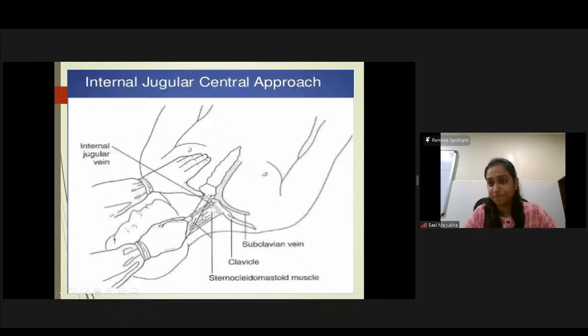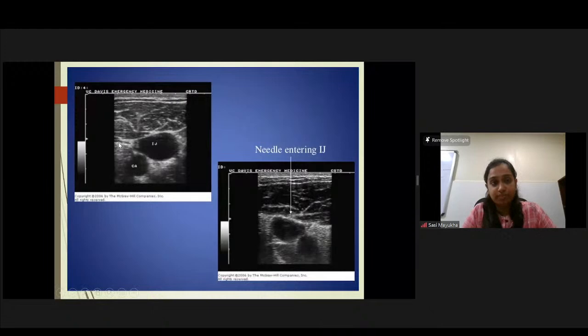This is an ultrasound image of the internal jugular vein. Here you can see this is the internal jugular vein. This is a carotid artery. How do we differentiate between these? Either using a color Doppler or you can do a compressibility test. When you try to compress, the veins are always collapsible. So if you compress this, the internal jugular will collapse, so it's easier for us to identify that this is the internal jugular vein. In this, you can see the needle entering into the internal jugular vein.